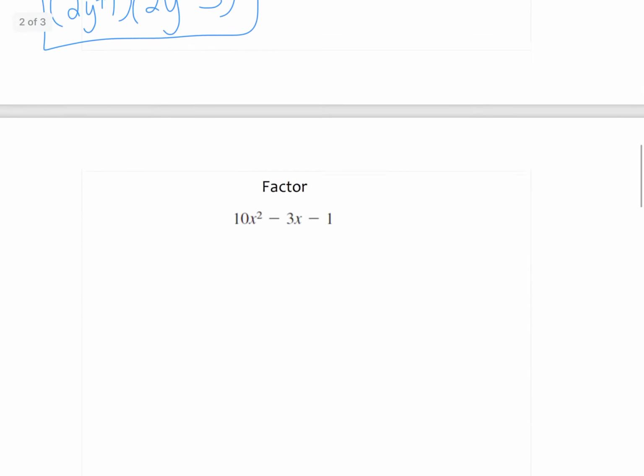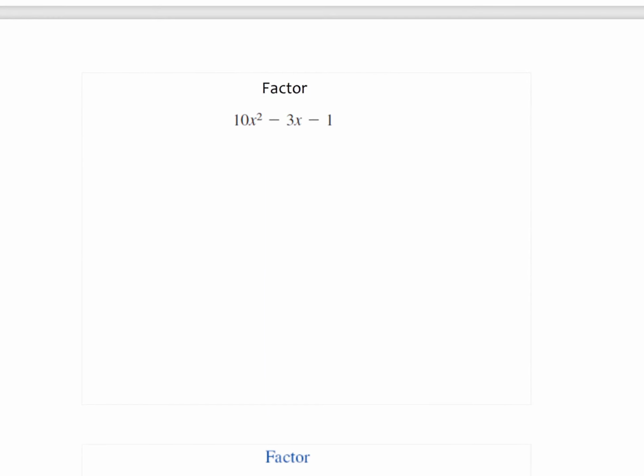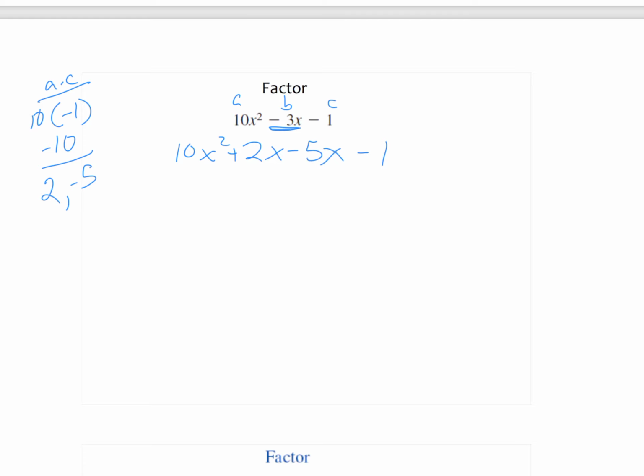Okay, I'll try that again here. A, B, C, so take A times C. So 10 times a -1 will give you -10. The factors of -10 that add up to be -3. Okay, let's do all of them, but I recognize that it's a +2 and a -5. So we'll rewrite that. A is the same, the C is the same, but this 3 will get written as 2x and 5x.